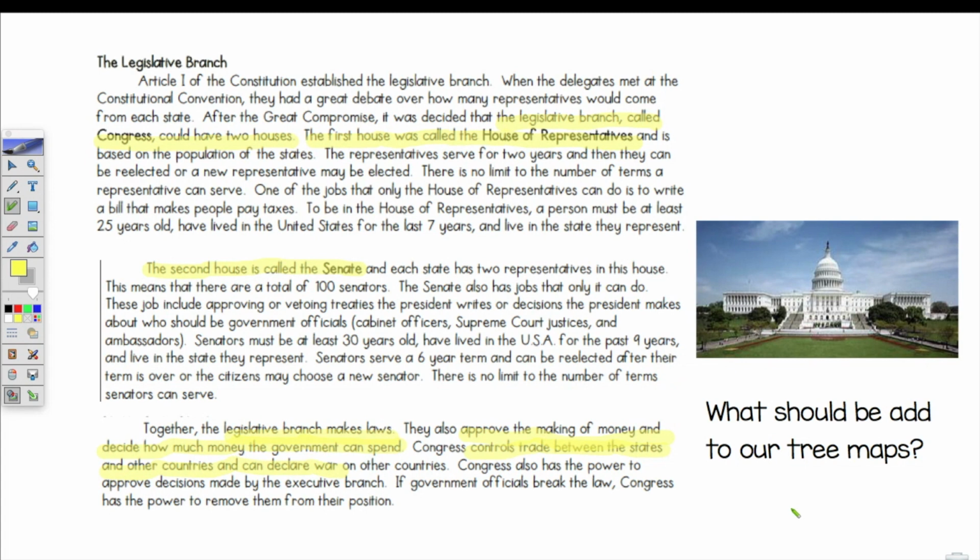Big thing, it is the Congress. Again, the first house is the House of Reps. The second house is called the Senate. And some examples of the jobs you can write down are that they approve making of money and how to spend it. They control the trade between the states, and they can declare war on other countries. There are other things you can mention here too, that they can also make decisions about the executive branch if you want to include that on your tree map. Again, if you need more time, please go ahead and pause the video, but just have a few things. Basically, who and what do they do for that first branch?